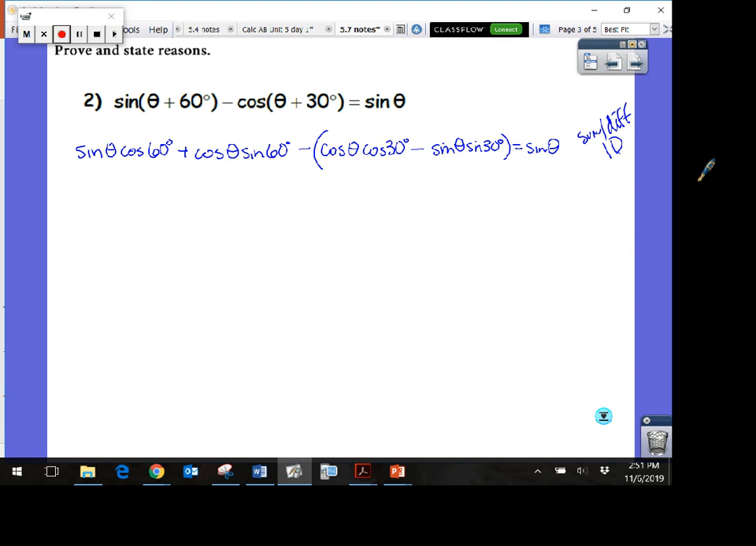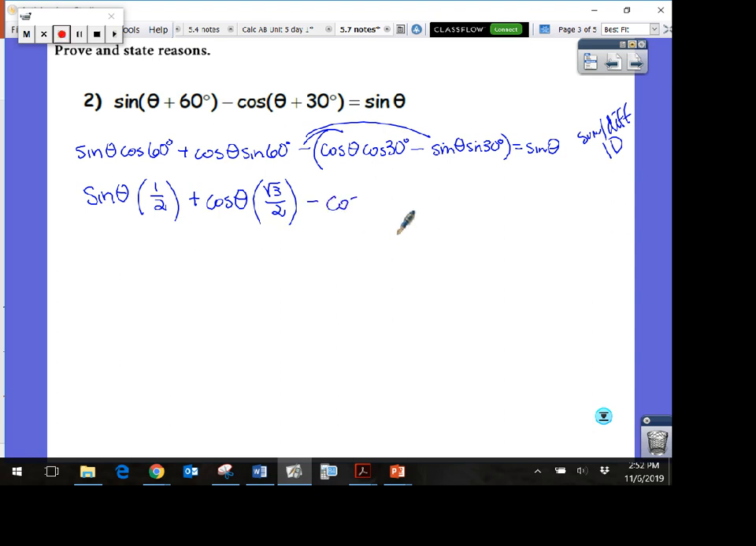Now, I'm going to do two things at once right here. Because if I see all these cosines and sines of 60 and 30, I know how to get rid of those. And I also want to distribute that negative out. So here I have sine theta times 1/2. Cosine of 60 degrees is equal to 1/2. Plus, cosine theta I can't do anything with, but sine 60 I can. Root 3 over 2.